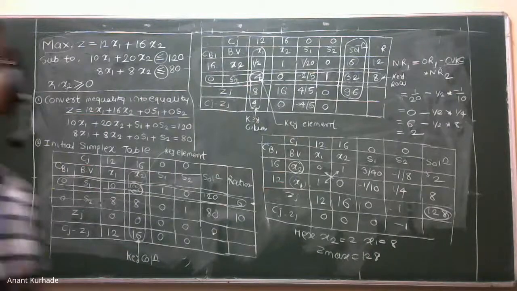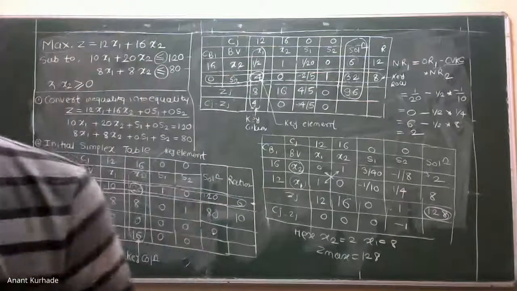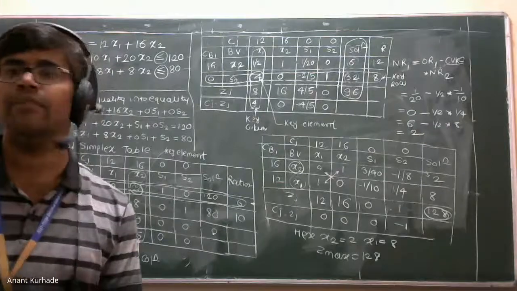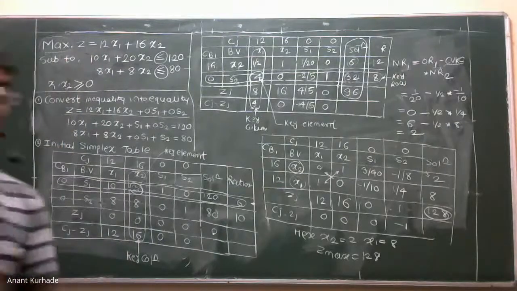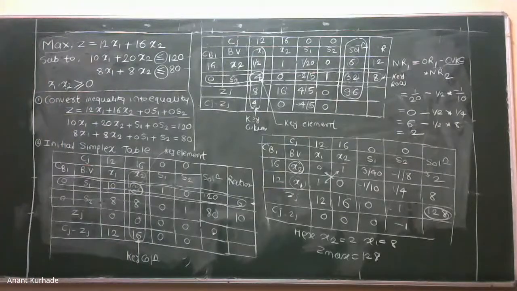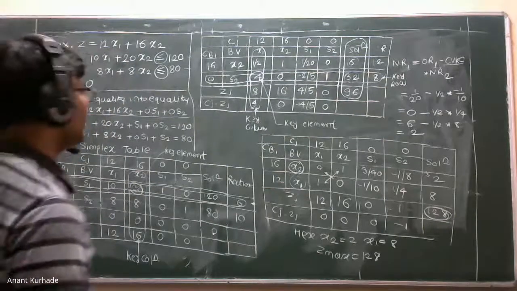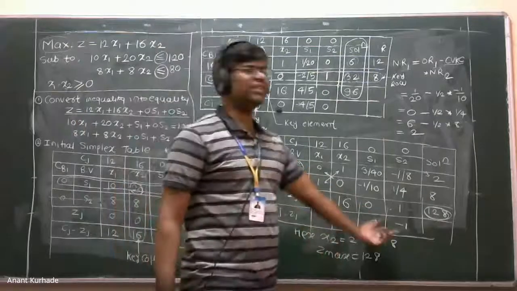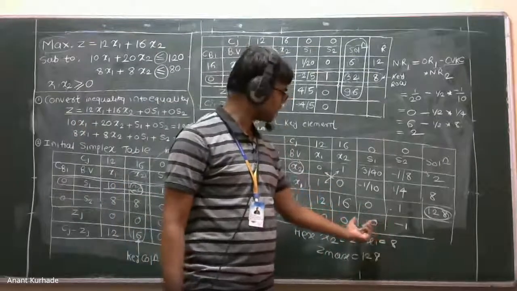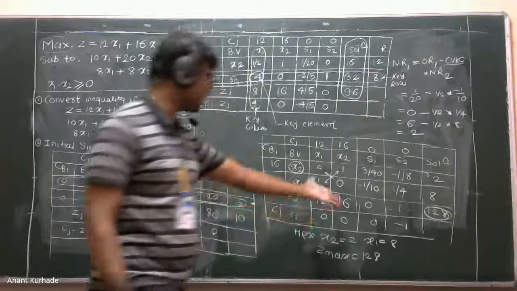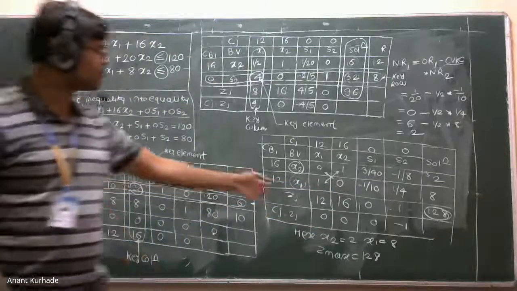Any doubt up to this? Hello? Yes? Reply me fast. You are 115 numbers. Just reply me, any doubt up to this? In this problem, any doubt? Just cross check this value. I think they are different. Just check this value.